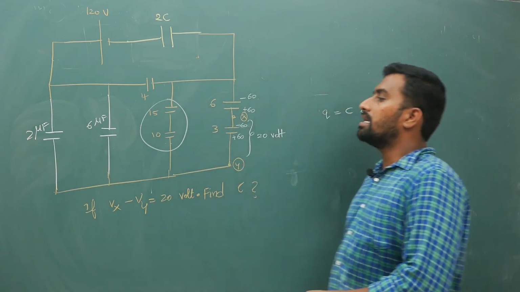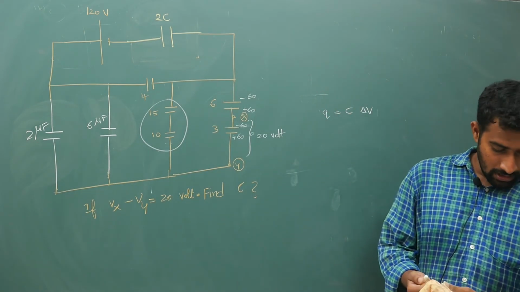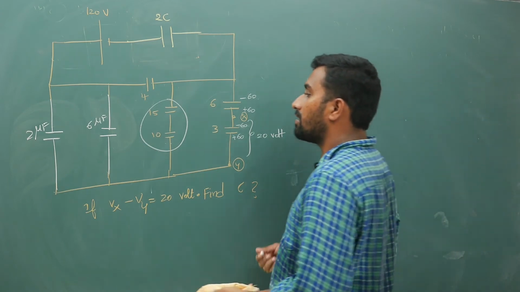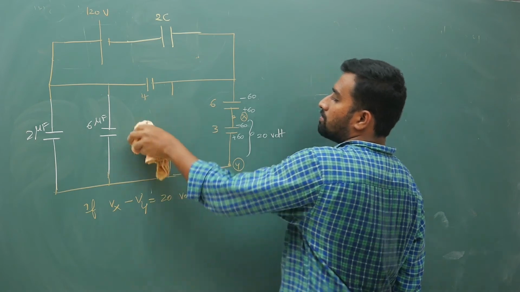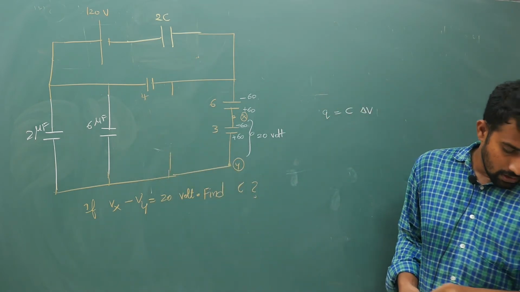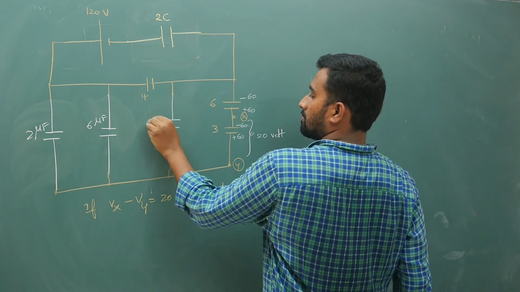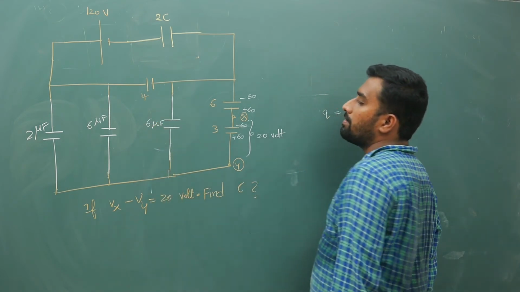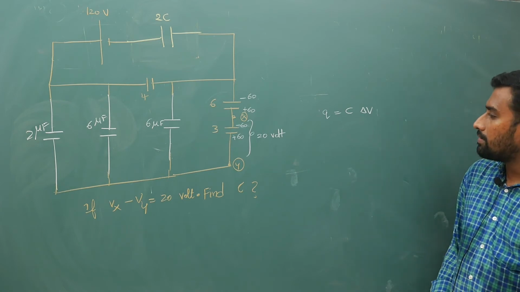I don't need to give it. In series, 1 by C equivalent is 1 by C1 plus 1 by C2 like that. And this is 15 into 10, 150 by 25, so this will give you 6. So you are going to get 6 here. I have replaced it. So 2, 6, 6 and 20.